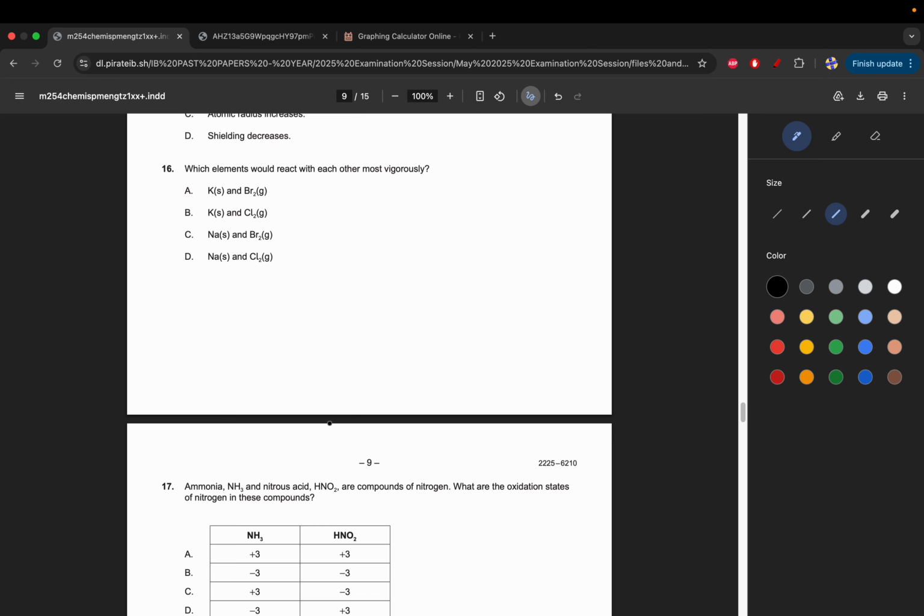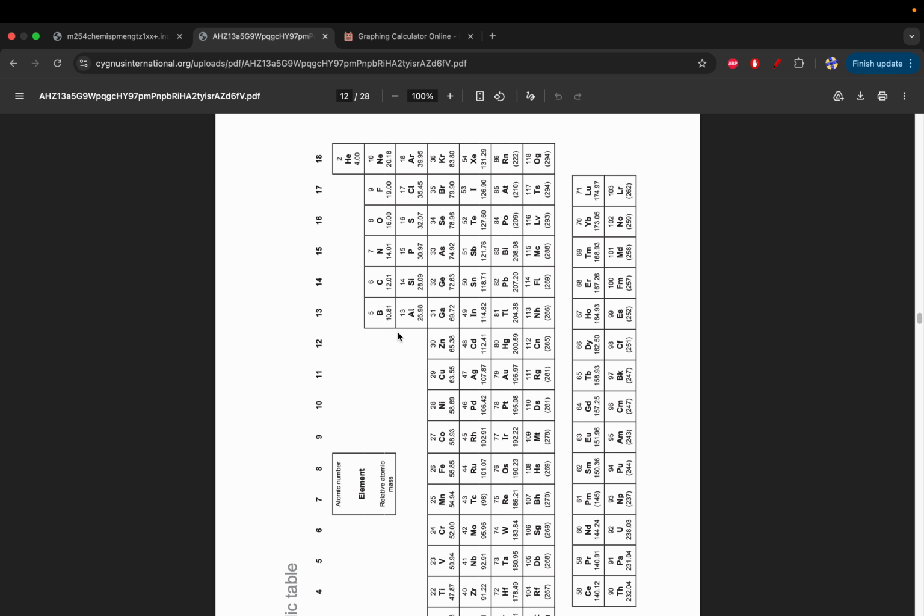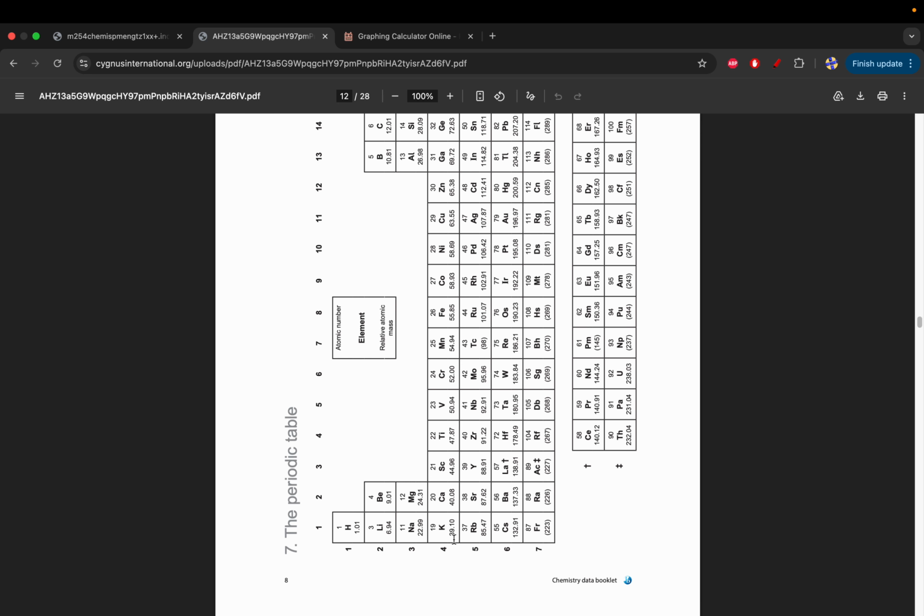Which elements would react with each other most vigorously? Well, in general terms, we can think of these as going to be the metals, and these are going to be the nonmetals, so this is ionic bonding. So basically, we're looking for things that are most willing to give up their electron and most willing to accept an electron. So comparing K and Na, K is going to be larger. So the larger atom is going to hold on to that lone electron less, right? Because it's further away from the nucleus and distance affects electrostatic attraction by making it weaker. So K is more willing to give up that electron, making it more reactive.